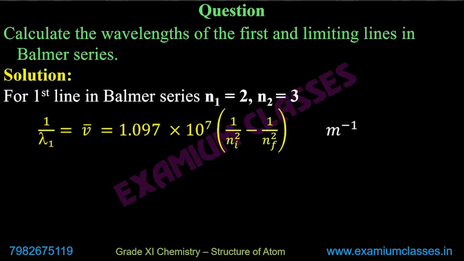Sir, can you explain what limiting lines means? Limiting line means, not limiting lines. It is first and limiting lines. That's why the s is there, because we are considering two. Otherwise, it is limiting line only.